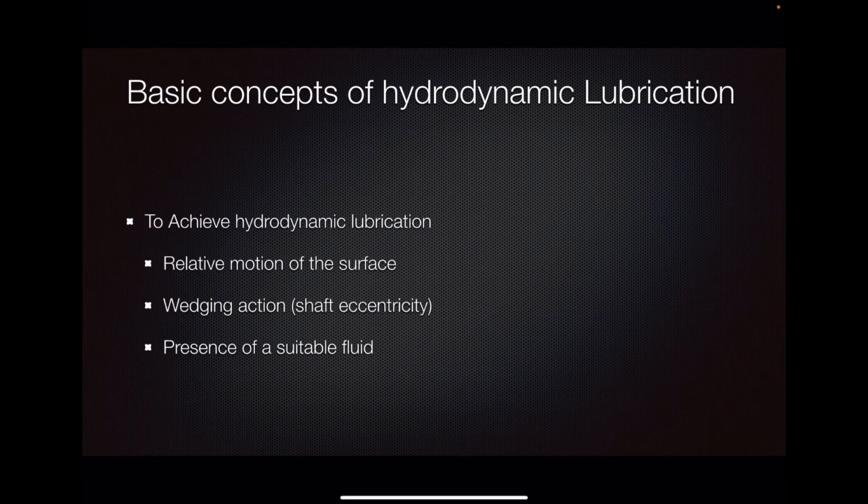There are three elements to achieve hydrodynamic lubrication. The first one is relative motion of the surfaces. The second one is wedging action, which is shaft eccentricity, which we talked about before. It is the main difference between the hydrodynamic lubrication and the hydrostatic lubrication. In hydrodynamic lubrication, the shaft will not stay in the middle, but in hydrostatic one, the shaft will stay in the middle. And the third one is the presence of stable fluid.